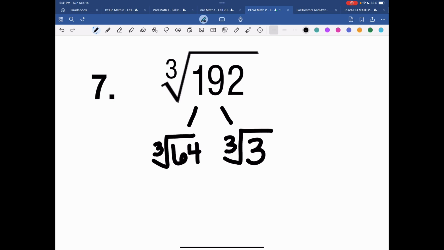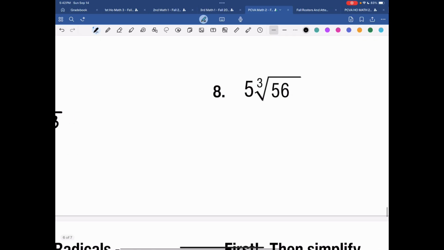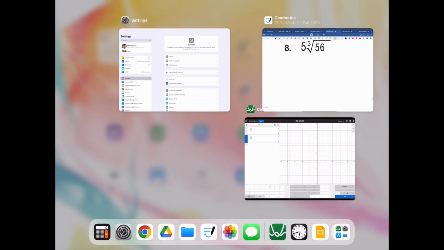All right, so when we break down 3 cube roots of 64, that's going to be 4. And we're left with times 3 roots of 3. And again, just like the other one, I have this number out front. So this number out front means that I'm going to multiply. So my index is still 3, and we're going to multiply our answer by 5. So 56.